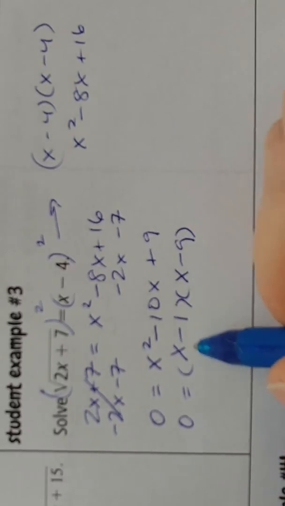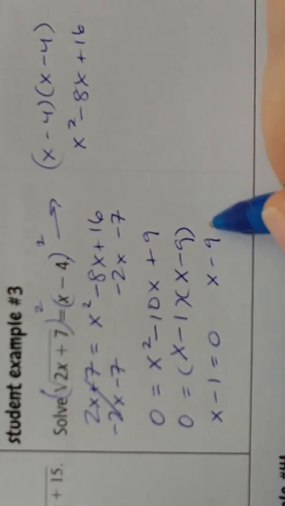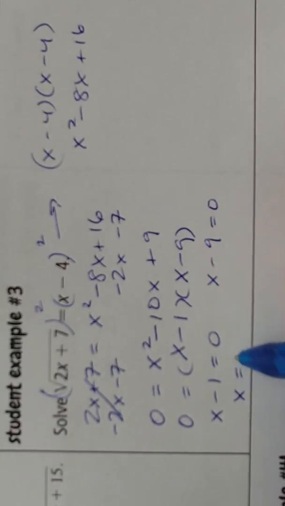Now, because each of these factors could be the 0, I set each one equal to 0. So in this case, x is 1. In this case, x is 9.